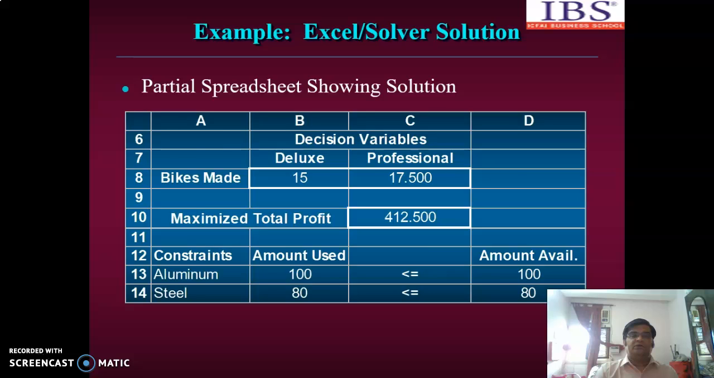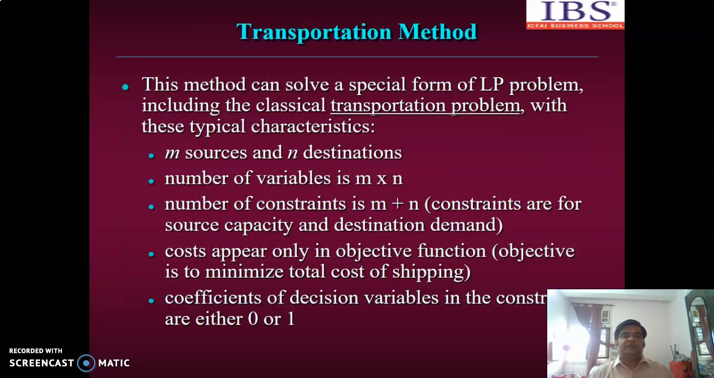Now, as I told you, there are 2 application areas. The first is the transportation method. What is the transportation method? This method can solve a special form of LP problem, including the classical transportation problem, with these typical characteristics. There will be m sources and n destinations. The number of variables is m times n. Obviously, if it is a matrix of 3 by 2, then there will be 6 cells. If there are 3 sources and 2 destinations, then the cells will be m times n, that is 3 times 2, which is 6.